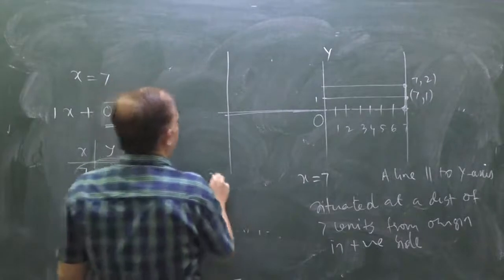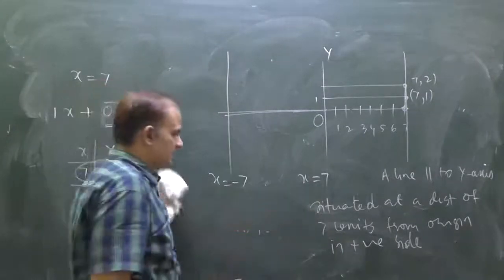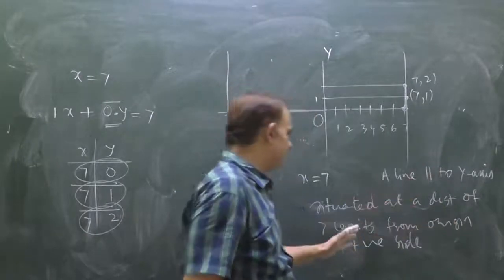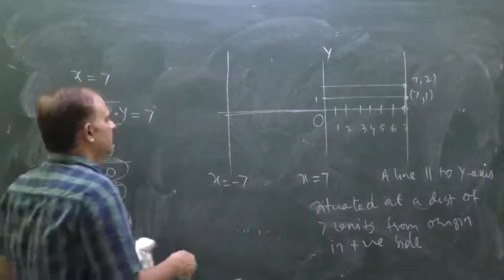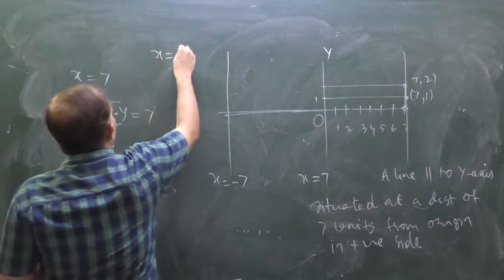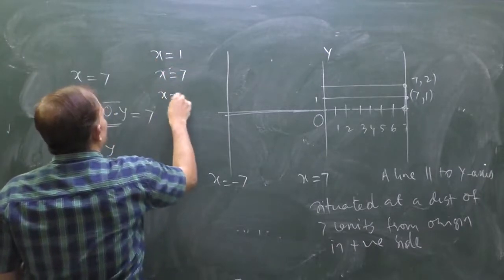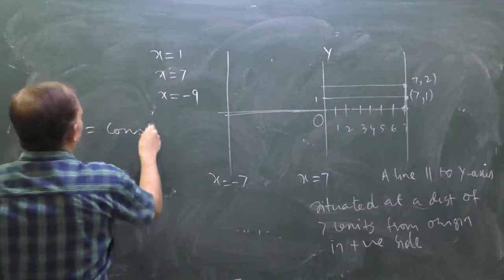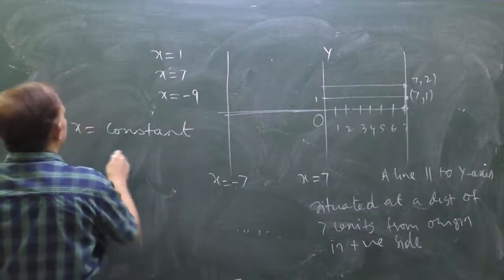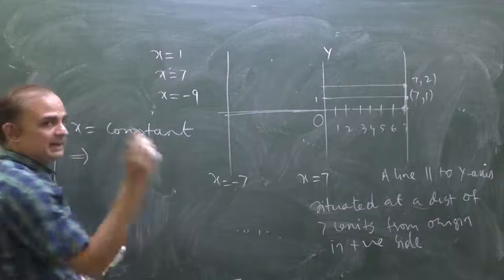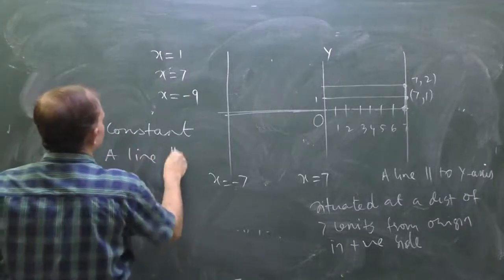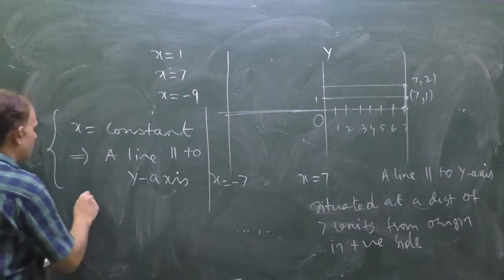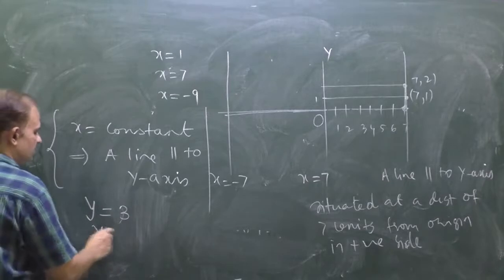would be like this, and this will be lying on which side? On the left side. So it would be a line parallel to which axis? Y-axis, situated at a distance of 7 units from origin on the negative side. So whenever you have x is equal to 1, 2, 3, or x is equal to 7, x is equal to 9, or x is equal to minus 9, means x is equal to constant. X is equal to what? Constant. Then this will imply a line parallel to which axis? Y-axis.